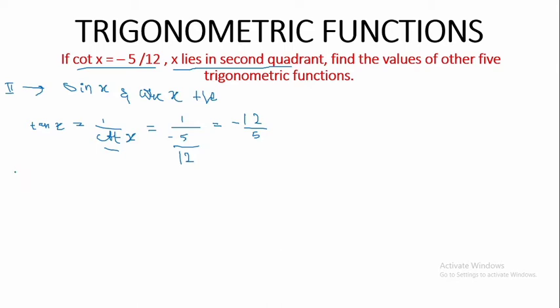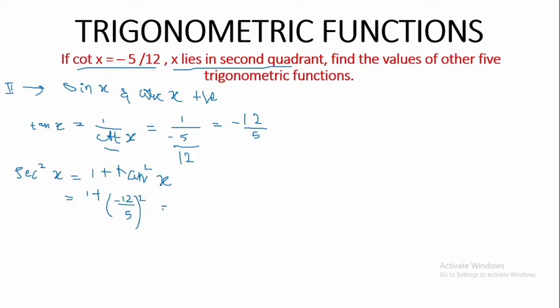Next, we know from the identity that secant x square is equal to 1 plus tan x square. The tan value we already know: tan x is minus 12 by 5. So let's substitute the value in this identity. We'll get 1 plus minus 12 by 5 whole square.